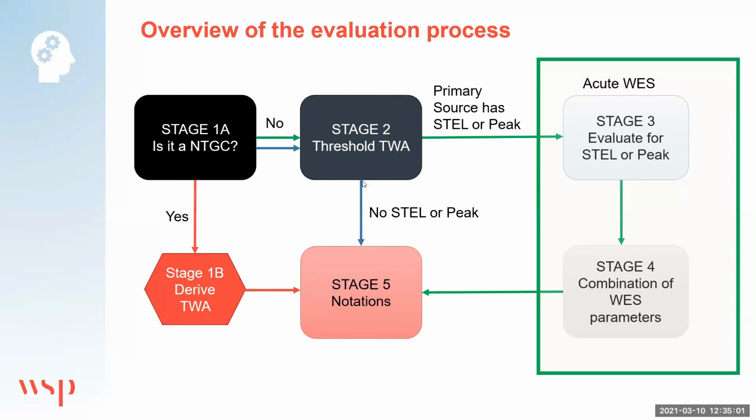Stage 3, I'll just move over to the acute side. Stage 3 was undertaken to evaluate a short-term or acute limit. If the primary sources didn't have a STEL or peak that's included in Safe Work Australia, we went straight to stage 5, but I'll discuss that a bit further later. So across here is stage 3, evaluating for acute or short-term, as mentioned. And then say we came up with a TWA and a peak. We had to decide on what combinations were best. So that was stage 4. Then after stage 4, back across to stage 5.